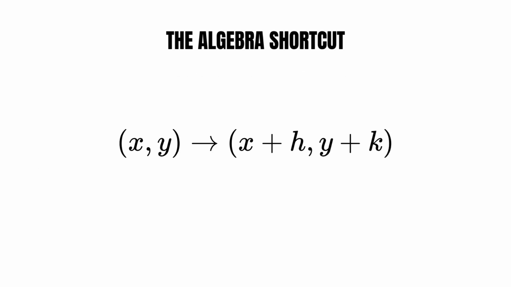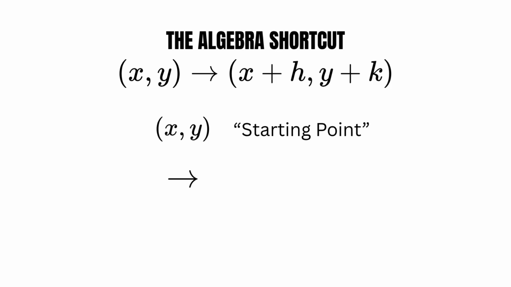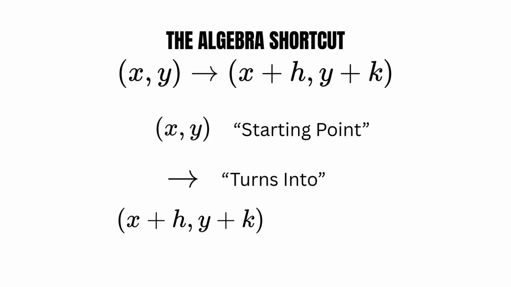Let's break that down piece by piece so it makes perfect sense. The first part, (x, y), represents your starting point on the shape. That little arrow in the middle simply means turns into or moves to. And the final part, (x + h, y + k), represents your ending point, where h and k are just regular numbers telling you the distance and direction to move.